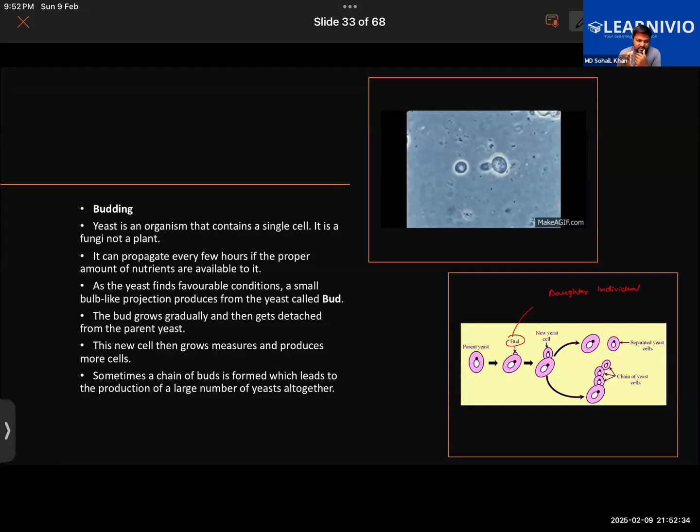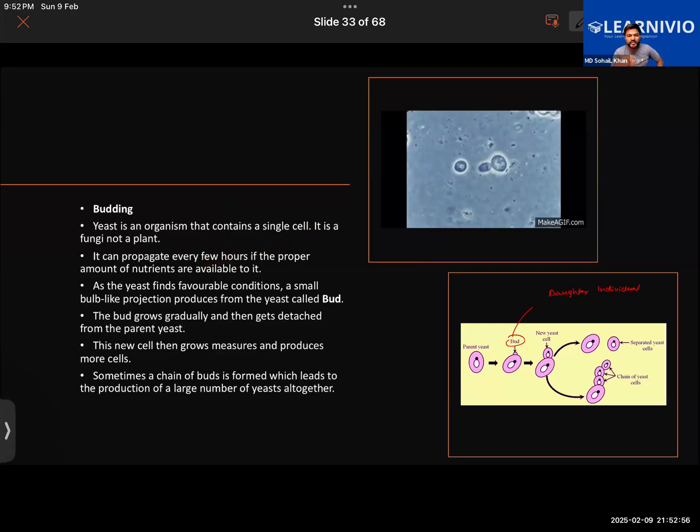So here we have done the revision of vegetative propagation. Other methods of asexual reproduction were budding, spore formation, fragmentation, etc. In budding, we have an organism called yeast. It's a single cell organism, and do not confuse it with a plant. It's a fungus and not a plant.